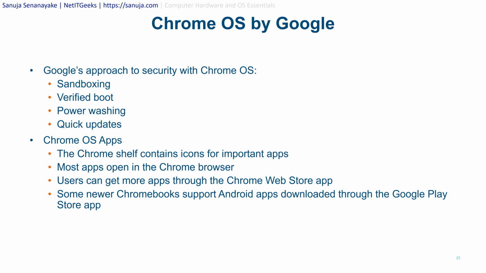Chrome OS apps: basically the Chrome shelf contains icons for important apps. Most apps open in Chrome browser, as I mentioned before, because they are not actually directly installed on the device itself. Users can get more apps through the Chrome web store app, and again you can sign into that web store app using a Gmail account. Some newer Chromebooks support Android apps downloaded through the Google Play Store app as well.